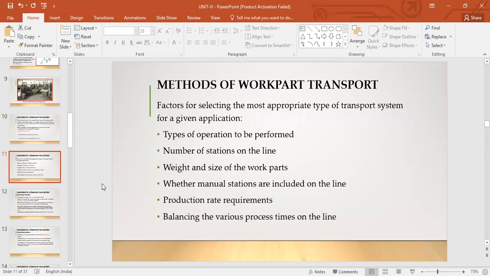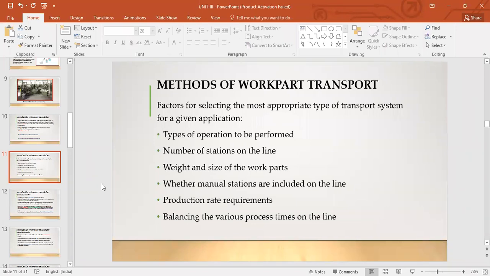Whether manual stations are included on the line also matters, because if you are placing manual stations, then you have to consider that there will be some delays. Your machines are programmed to do it as per the exact time. For example, if you have set the cycle time to be 8 seconds for a particular workstation, then it will do it in 8 seconds, but the human worker may take a second or more. So you have to include that. And if the manual worker doesn't do the required duty, because of miscellaneous reasons, then there'll be a problem on the whole line.